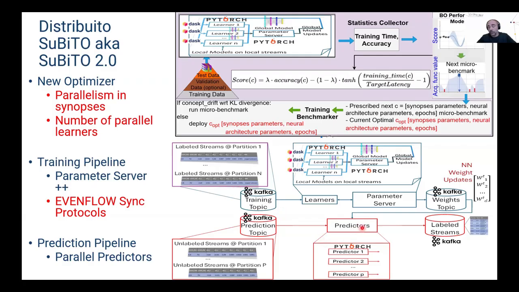Also, the prediction pipeline is performed across a number of parallel predictors, where we also incorporate an optimization involving batch predictions to further boost throughput.